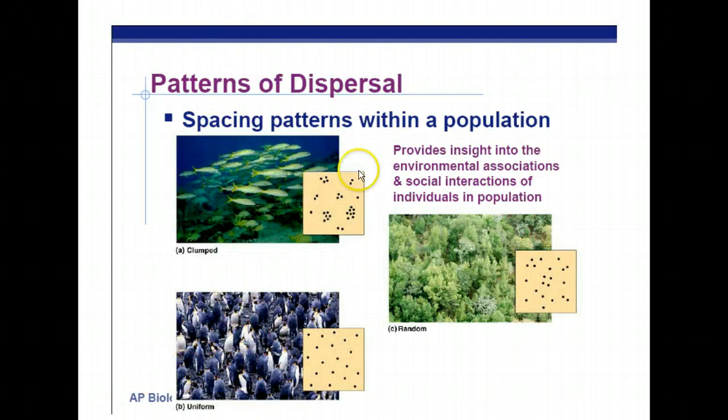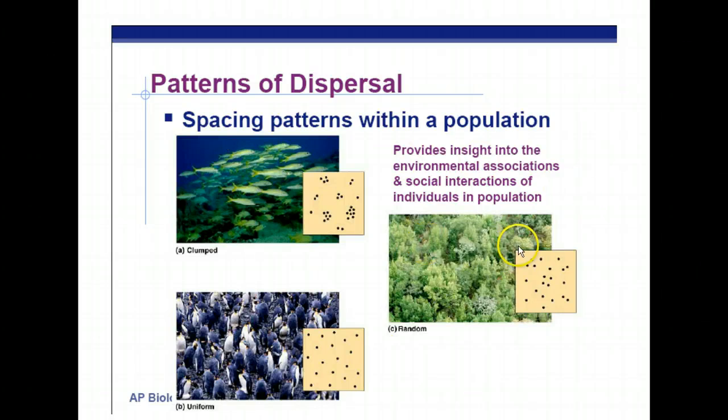Patterns of dispersal. The most common is clumped. Clumped is where groups of animals kind of hang out together. Now for prey animals, that's pretty useful. You can see predators coming and you can use that for protection. Some predator animals are able to use that clump pattern to take down their prey, like a pack of wolves.